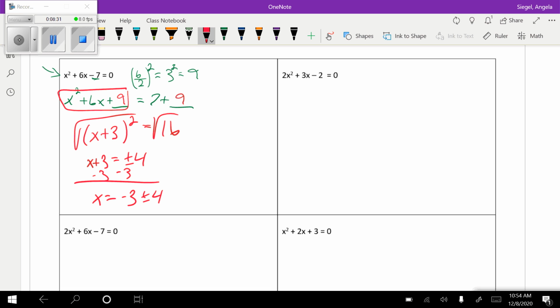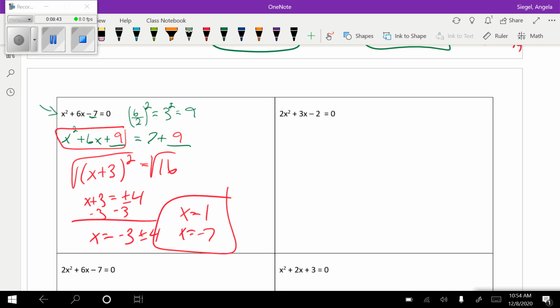So I have -3 plus 4, that's x equals 1. -3 minus 4, x equals -7. Okay, so this one with the 2 in front of it, that kind of complicates things a little bit.